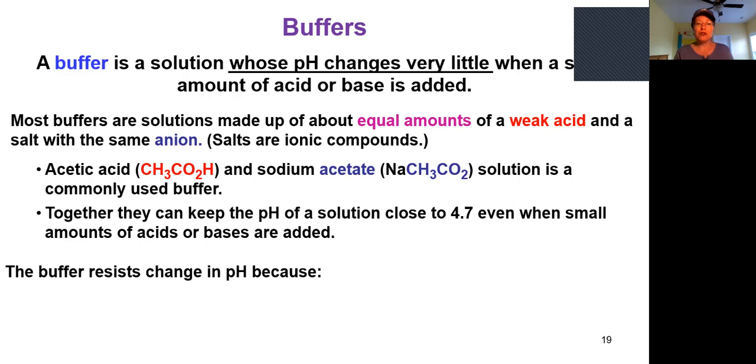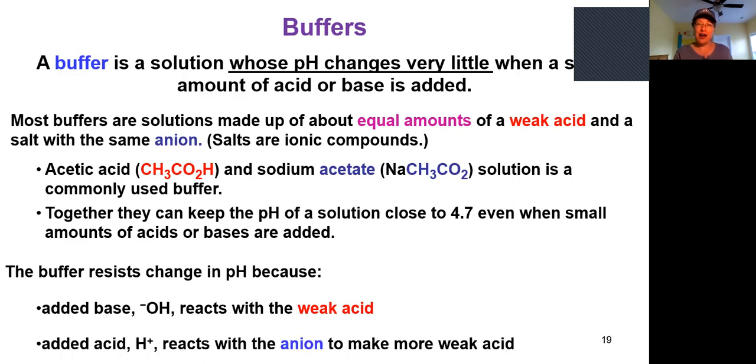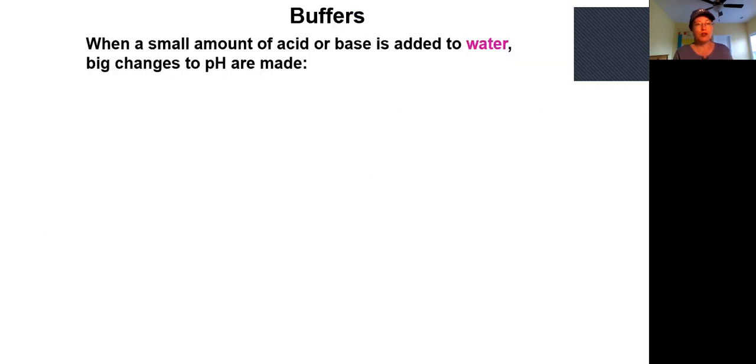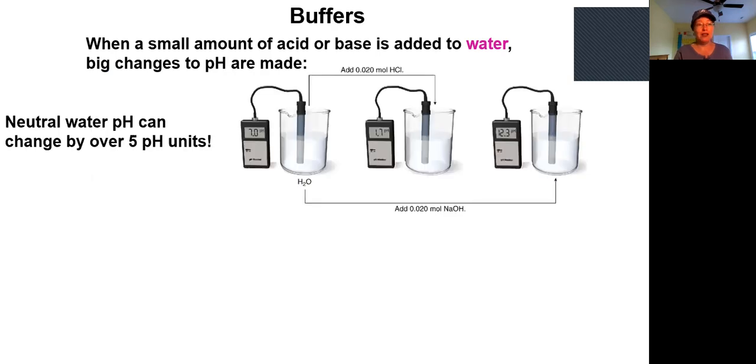Buffers resist change in pH because added base, that extra hydroxide, is going to react with the weak acid in the buffer. And if we add extra acid, it's going to react with the anion and just make more weak acid. When a small amount of strong acid or strong base is added to water, big changes are made. So if there's no buffer around, take a look.